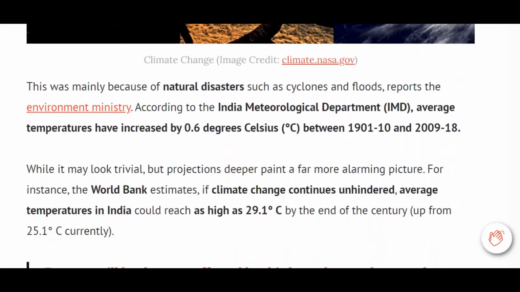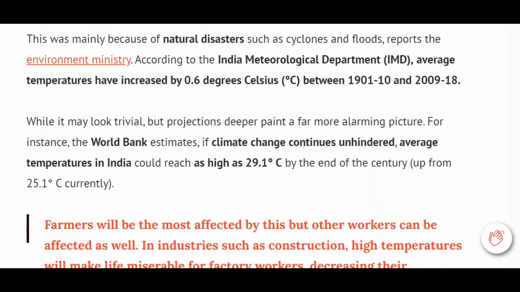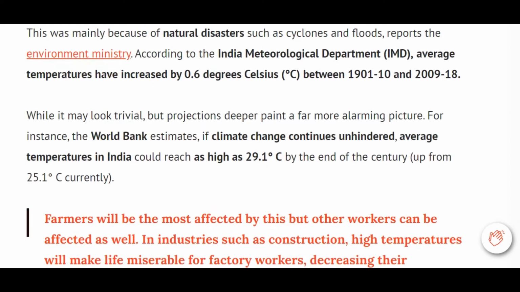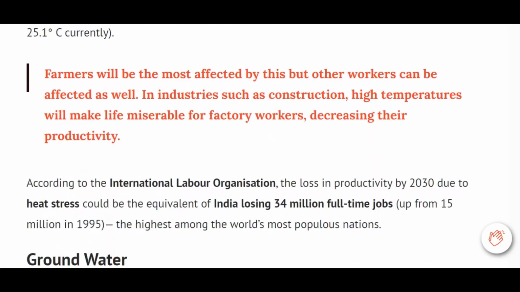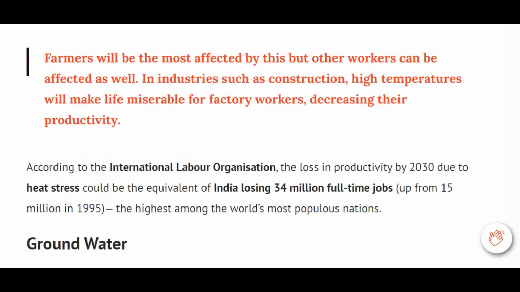Natural disasters and the rise in the global temperature that we call global warming is increasing day by day, and it is a matter of concern. Farmers will be the most affected by this, but other workers can be affected as well. In industries such as construction, high temperatures will make life miserable for factory workers, decreasing their productivity.